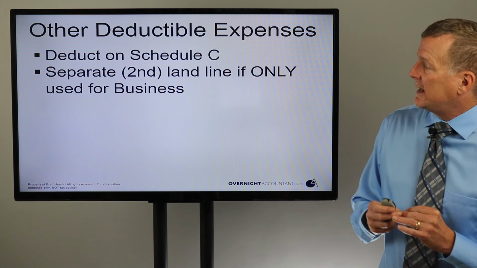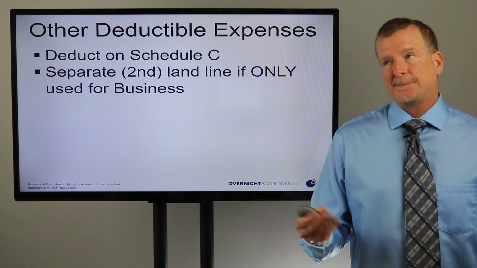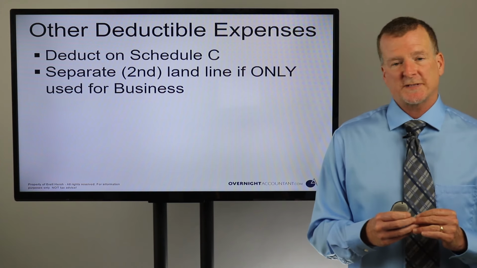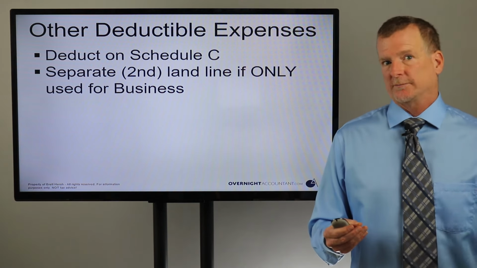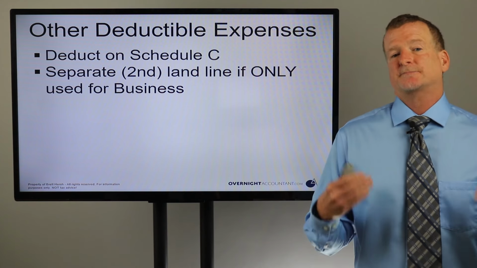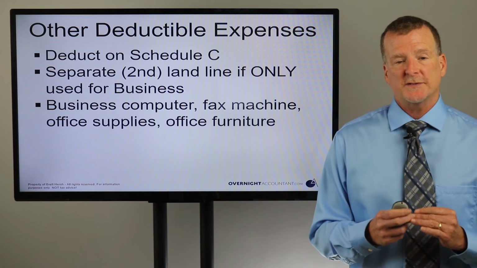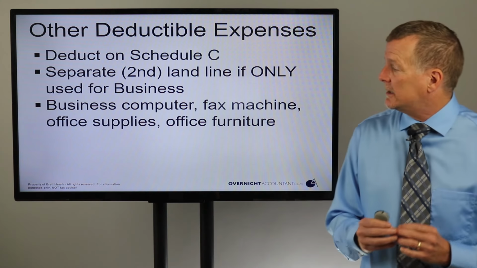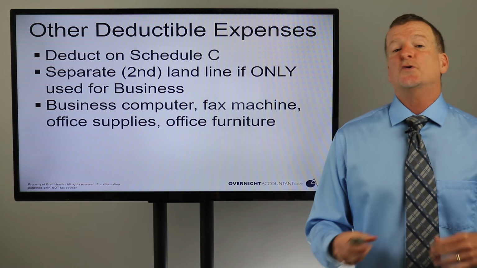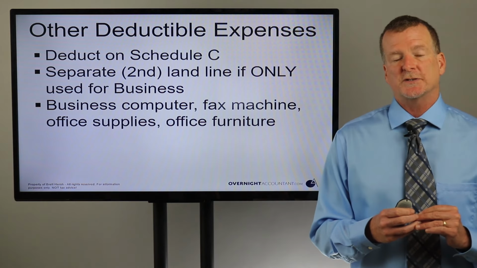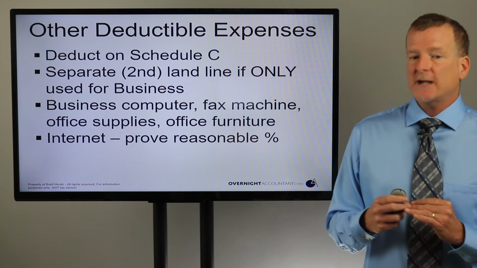This could be a separate landline. If you have a separate landline coming to your home, the first landline is not deductible. It's an old rule from when most folks had landlines, but you have to have a separate line for business. So you have a separate phone number for business that comes over your line or over the internet. You can deduct that separate landline even if you don't have a home office. Your business computer, fax machine, office supplies, office furniture, if it's used for business and only for business, you can still deduct those. Even your office furniture, if it's used, say, 80% for business, you can deduct 80% of it. You can depreciate 80% of it. Internet, you can still take the internet.